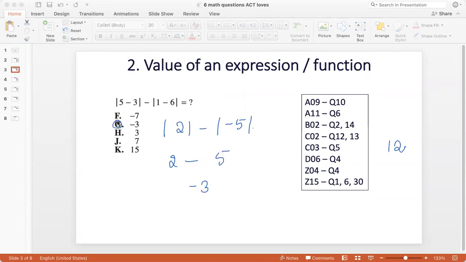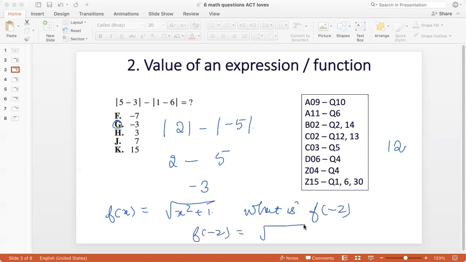You could also be asked to find the value of a function at a particular point. So for example, if f(x) is square root of x squared plus 1, then what is f of negative 2? So f of negative 2 will be square root of negative 2 whole squared plus 1, which is square root of 4 plus 1, which is square root of 5. So these questions are value of an expression or function questions, and there are 12 such questions right from A09.